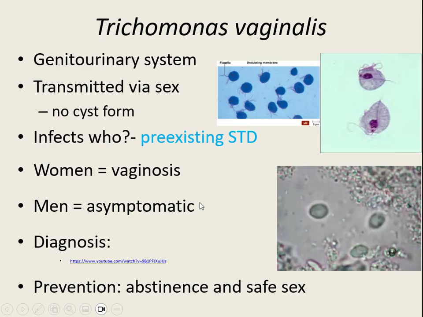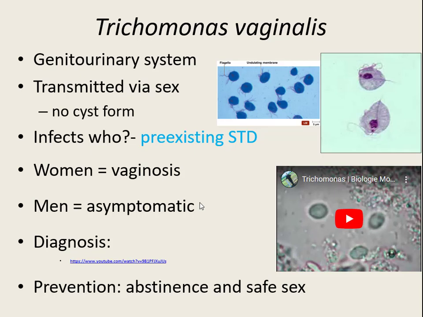Our last of our flagellated protozoans is Trichomonas vaginalis, which can live in the genital urinary system of both men and women. It is an STD, so it can be transmitted via sex. There is no cyst form, it's just always the flagellated form. Now, who it infects is usually those that already have some type of pre-existing STD, like chlamydia or gonorrhea.